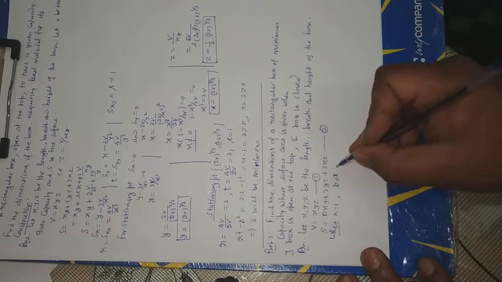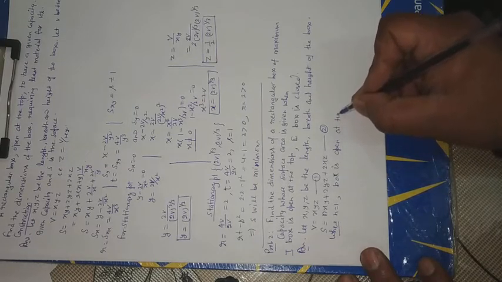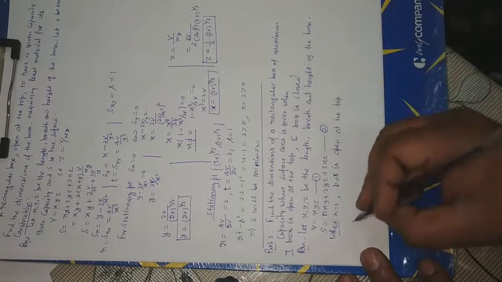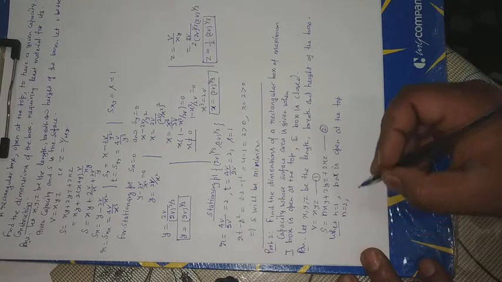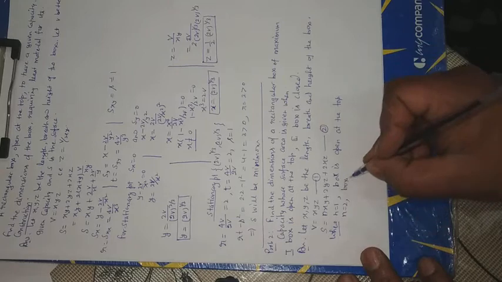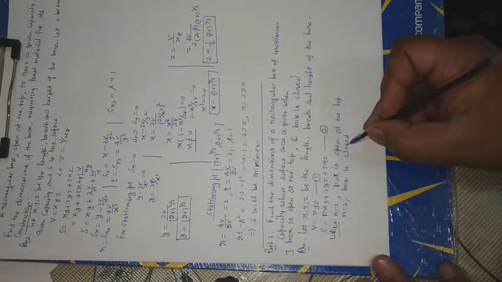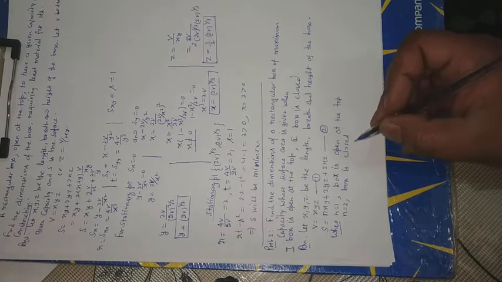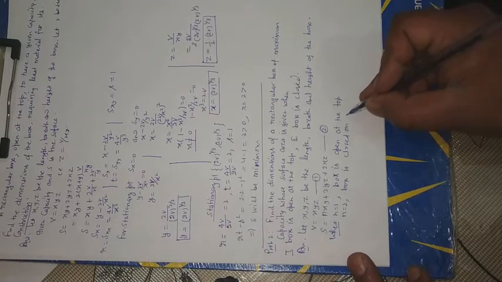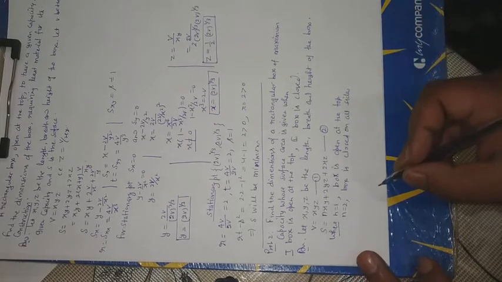Box is open at the top. Now n is equal to 2, then box is closed. Box is closed on all sides. Okay.